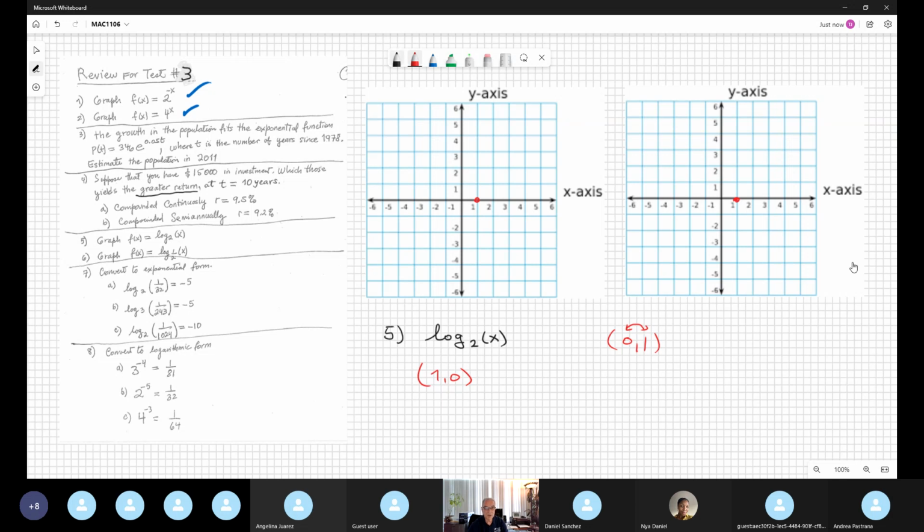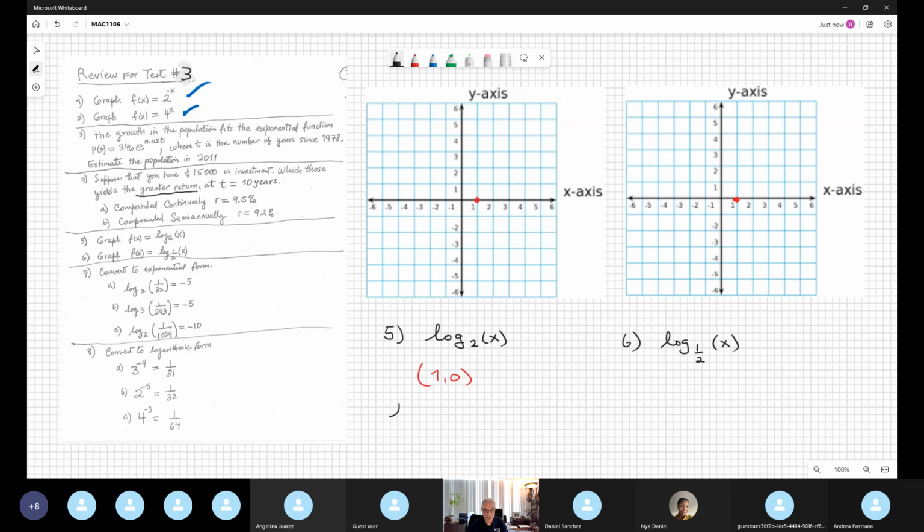In question 6, we are doing the logarithm base 1/2 of x. What is the difference between this and this? This base is greater than 1, so it's increasing. This base is less than 1, so it's decreasing. But we continue. What points do you select? You select smart points. You select 2 and 1/2.